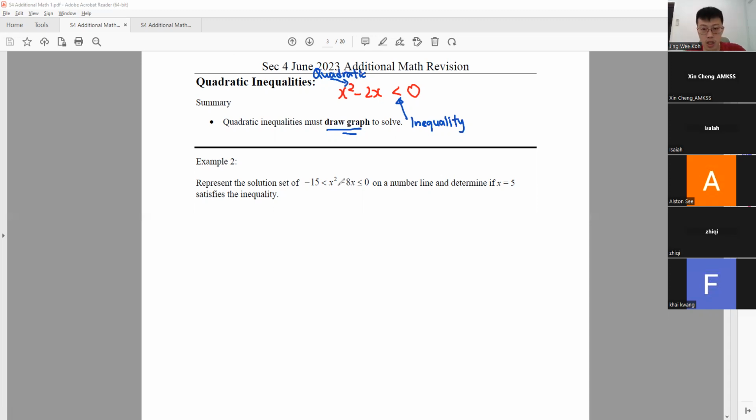Okay, so how do we represent the solution? What does solution mean? Solution means you are supposed to solve for x. Okay, so to solve this, because this is a simultaneous inequality. Why is it a simultaneous inequality? Because I have two inequalities here. So I have to break them up. And it's not an or, you have to satisfy both of them.